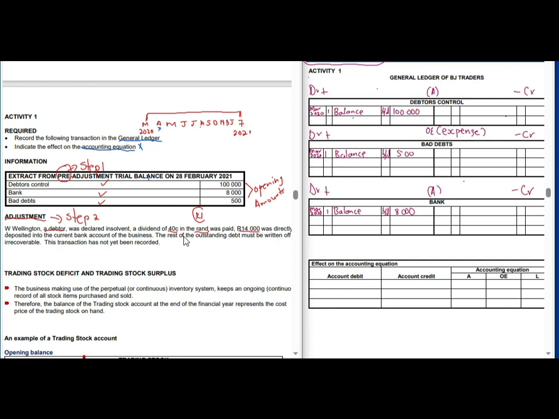14,000 was directly deposited in the bank account of the business, meaning as a business, guys, we got 14,000, and that 14,000 is a dividend of how much? Of 40 cents, meaning out of the 1 rand the debtor is owing us, he only paid 40 cents, which equals 14,000, meaning there was an inflow of money in the business.